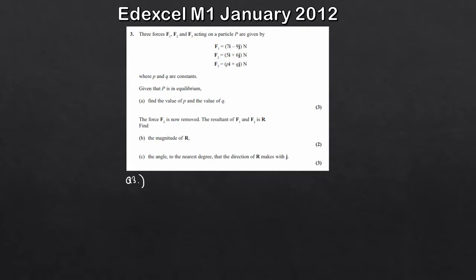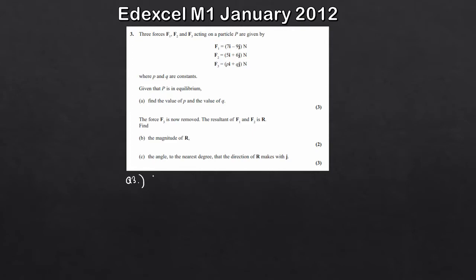So how do we do this? Well, we're using the fact that the particle is in equilibrium. Because if the particle is in equilibrium, that means the resultant, the sum of the three forces, the I component and the J component, will both be equal to 0. So all I need to do is add up the I components and equate that to 0. Repeat that with the J component and again equate that to 0. And then just solve for P and solve for Q.